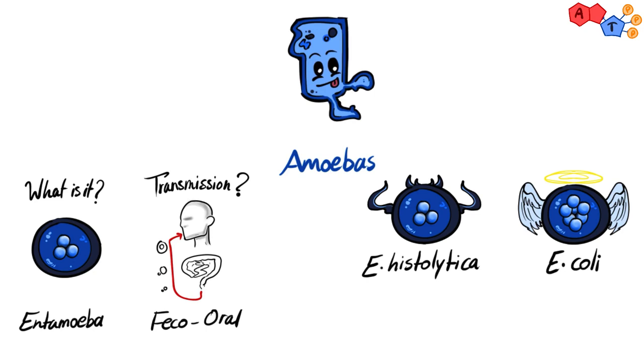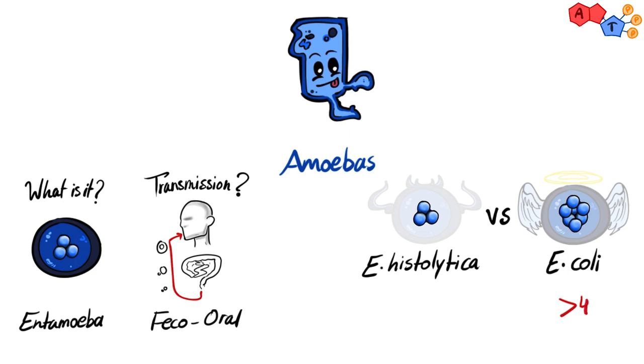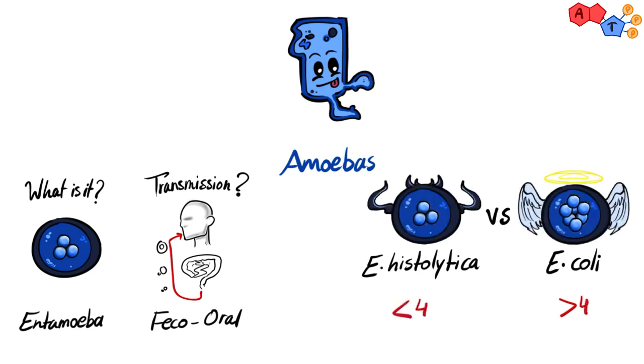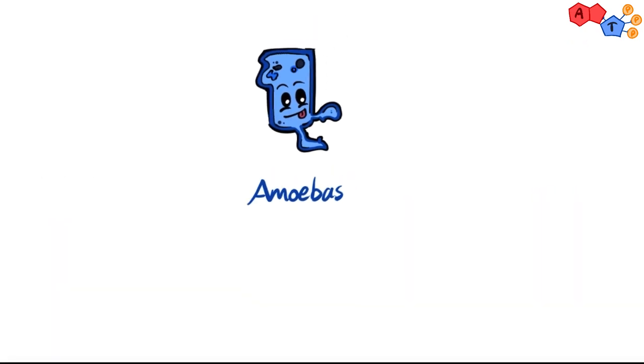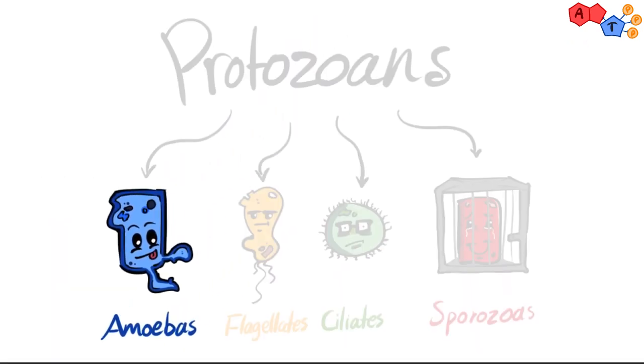Basically, E. coli and E. histolytica can be differentiated according to the number of the nuclei in the cyst. So if it's more than 4 nuclei, then it's considered as E. coli, and if it's less than 4, then it's considered as Entamoeba histolytica. Next, we're going to move on to the flagellates.